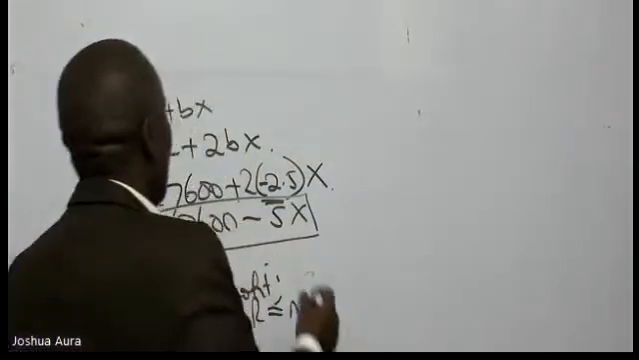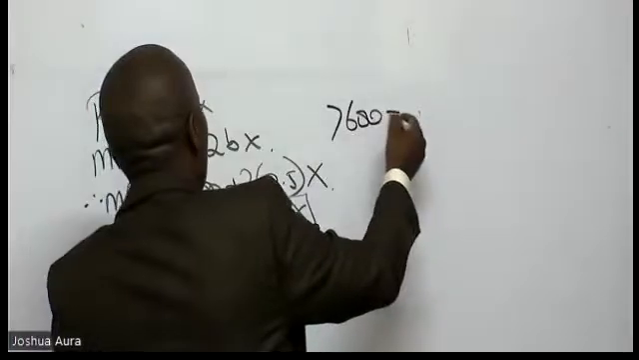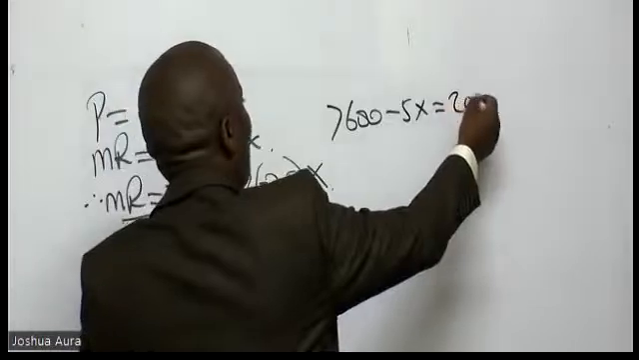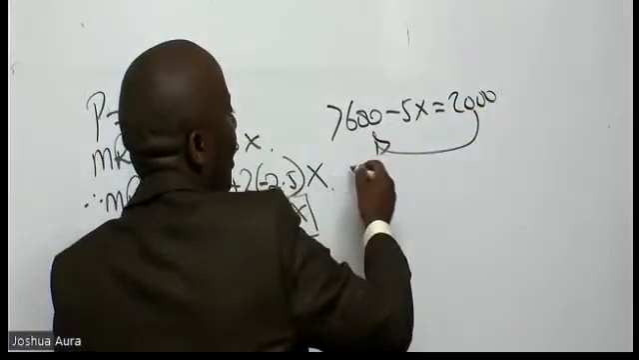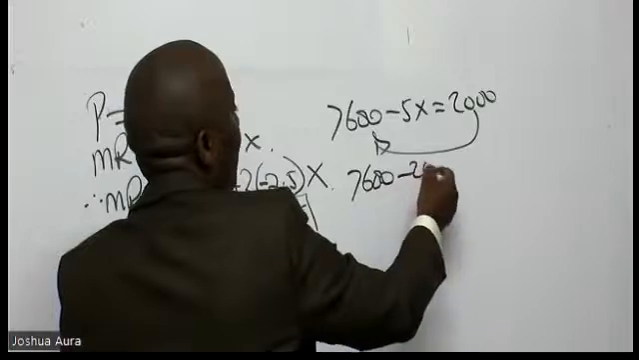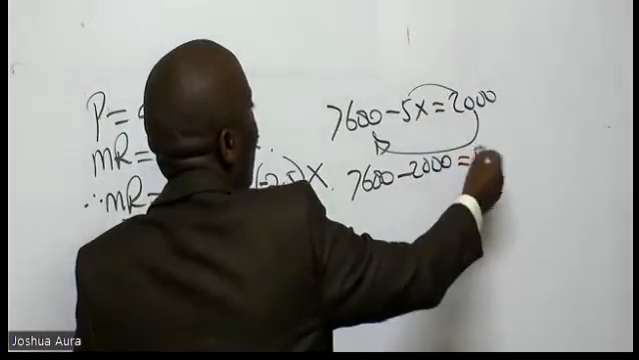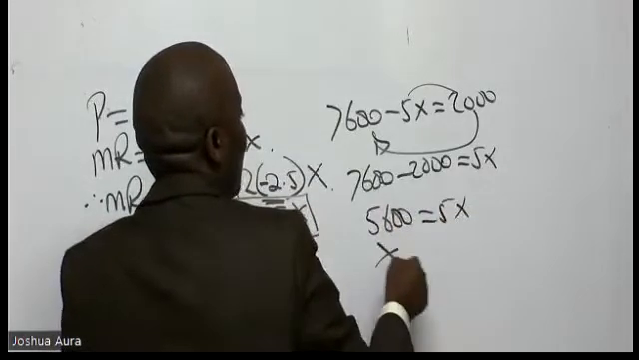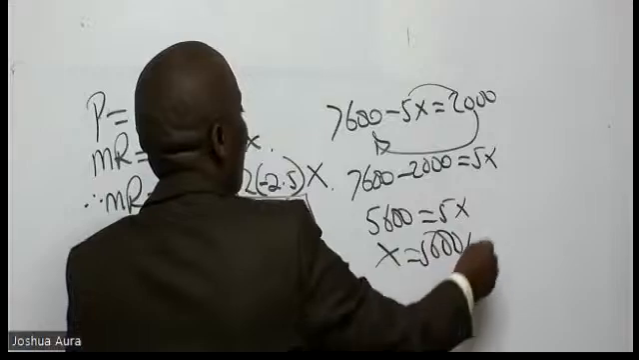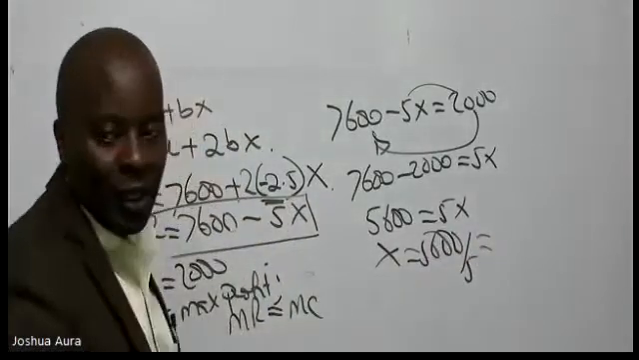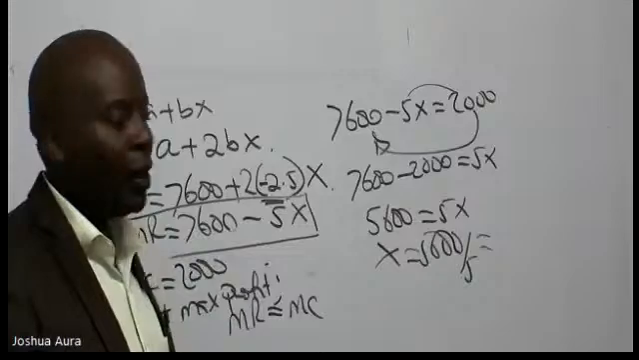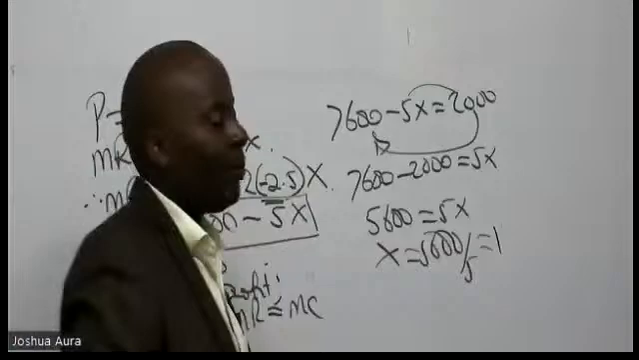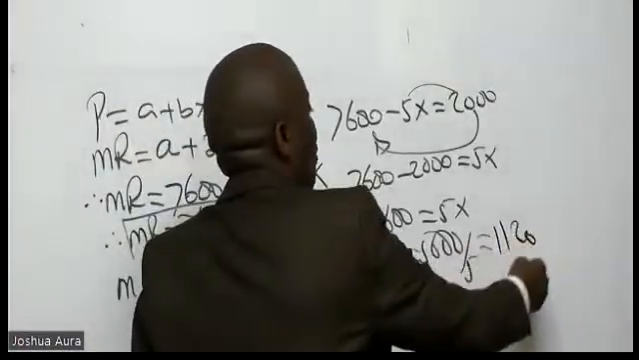And marginal revenue now is here. It is 7,600 minus 5X should be equal to marginal cost of 2,000. So bring this here. So it will be 7,600 minus 2,000 equals 5X. So this will be 5,600 equals 5X. X will be 5,600 over 5, which will end up giving us what figure? X is 1,120.